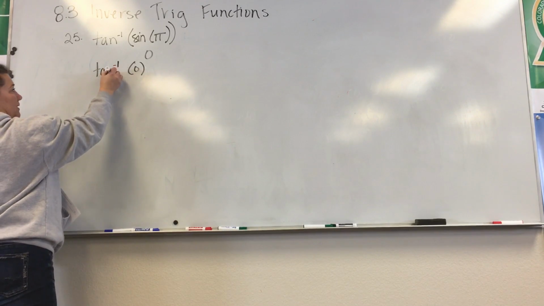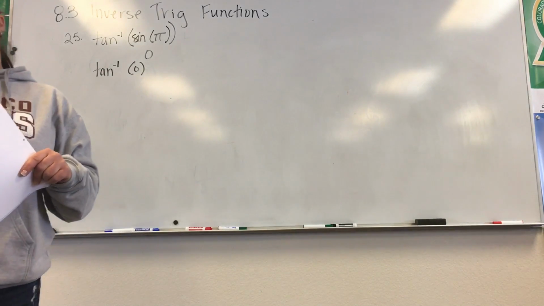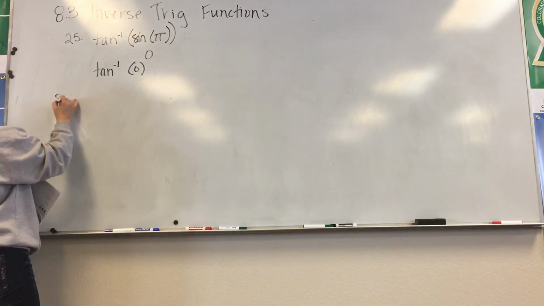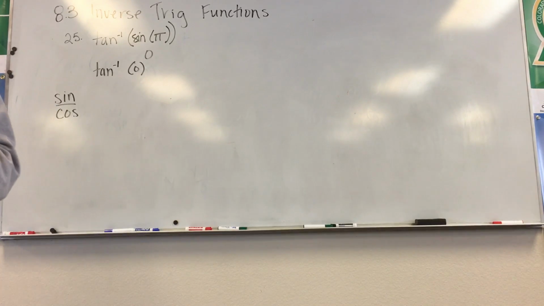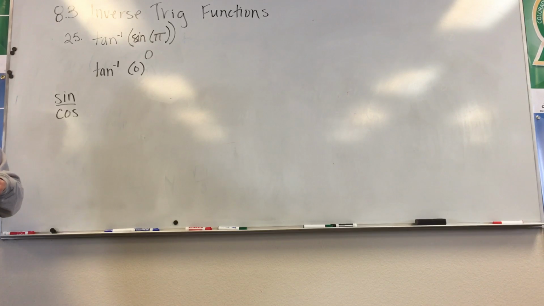So what angle will give us a tangent of 0? Remember, it's sine over cosine. So where is the sine over the cosine zero? Whenever the sine is equal to 0, the sine of 0 is 0, right? Yes. Okay, put your unit circle out in front of you, Michael.